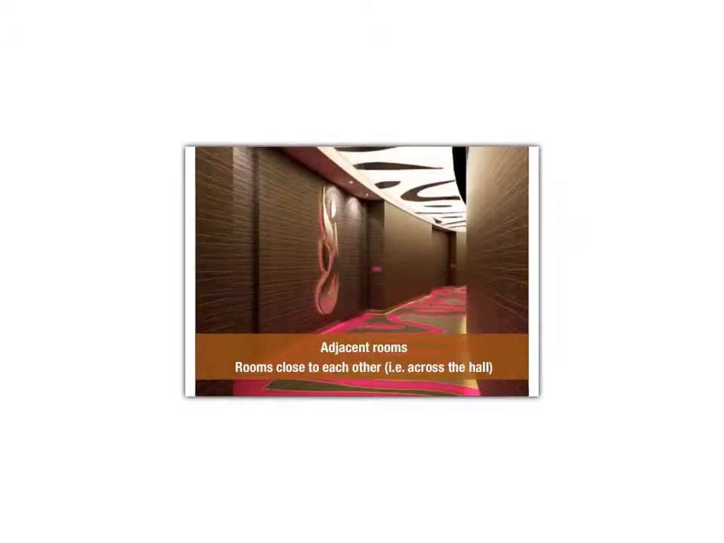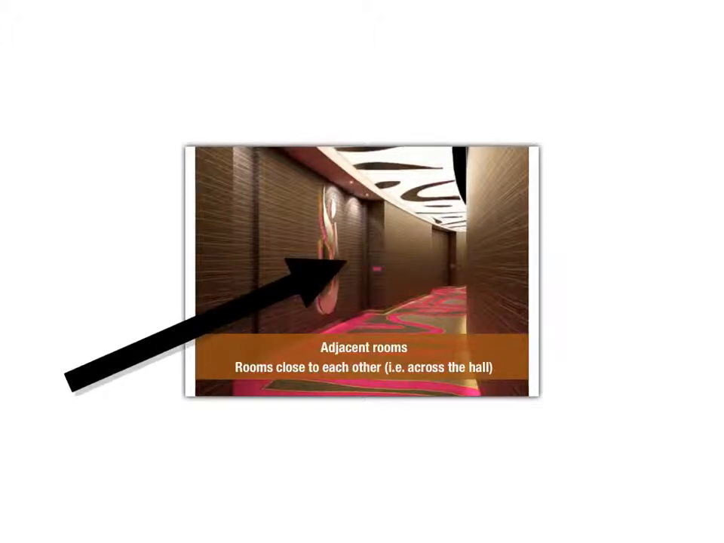Adjacent rooms are rooms that may be on the same floor, same corridor, but not necessarily with a wall between them. It could be maybe one room on one side and another room on the other side of the wall, but not on the same side.